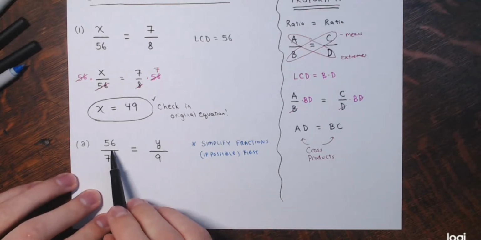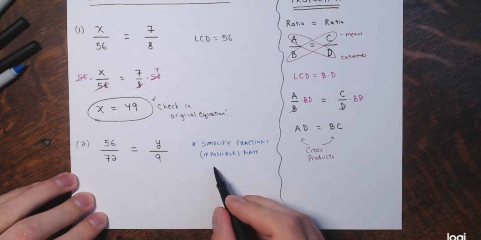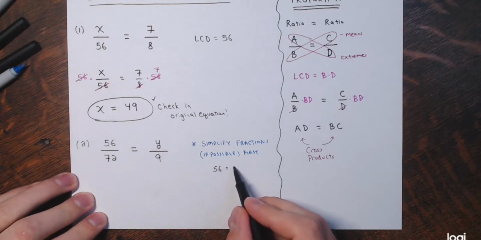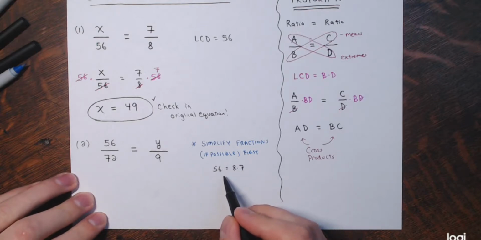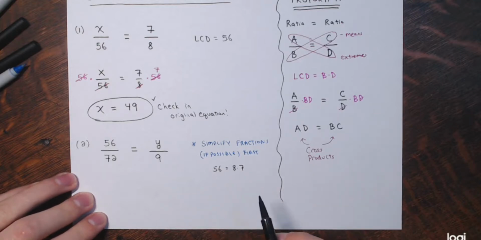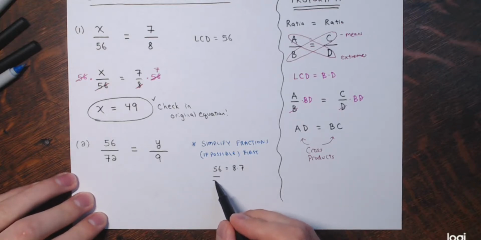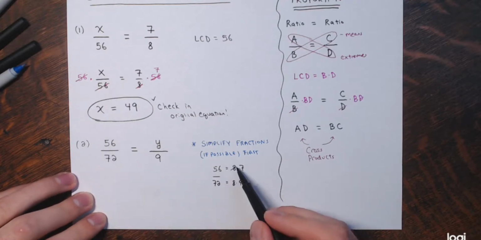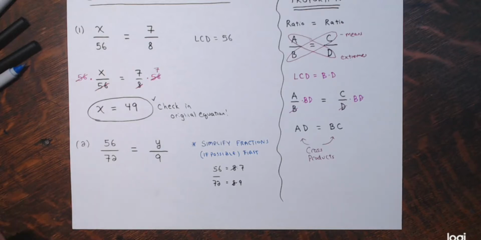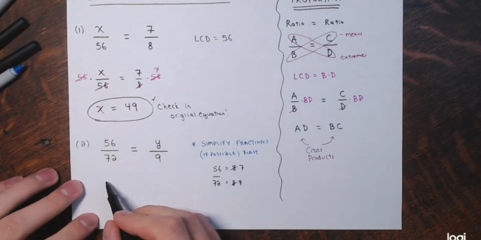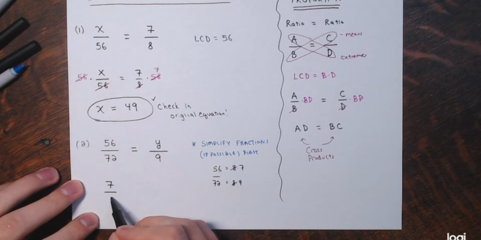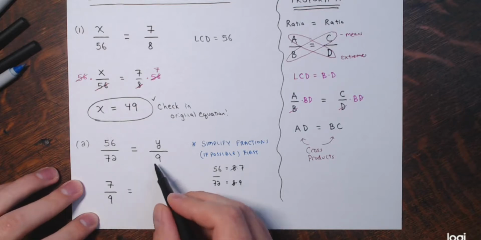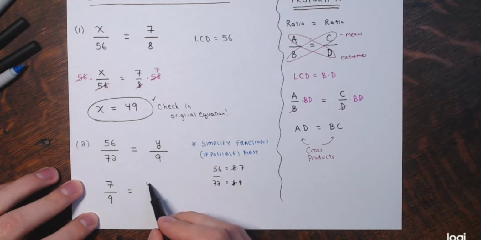Now 56. That's 7 times 8, which is 2 cubed times 7. 72 is 9 times 8. So these have a common factor of 8. They would cancel the 8's, and I'm left with 7/9 on the left side. Equals, and then the other side is already totally simplified, y over 9.